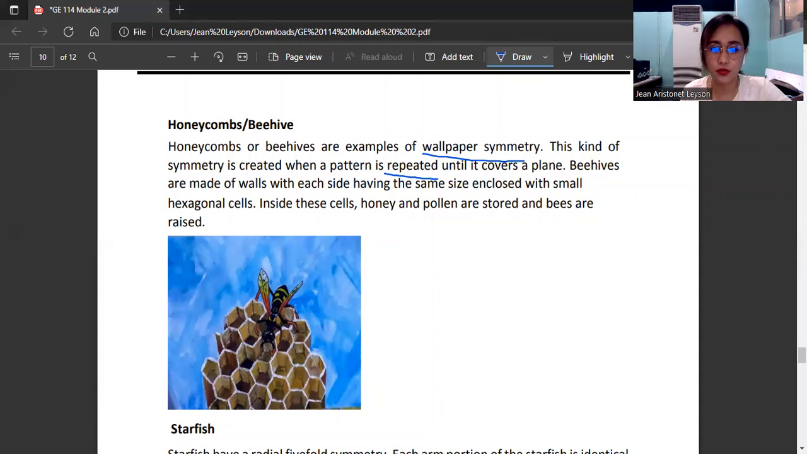It's the same one. So beehives are, again, just like what I have mentioned earlier, composed of hexagonal shapes and figures.